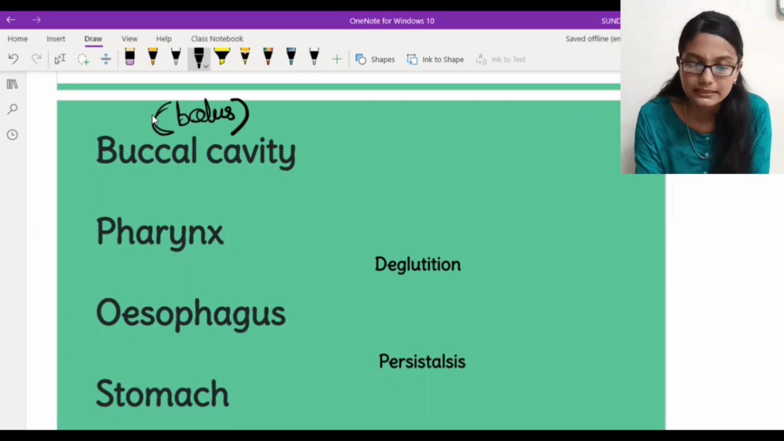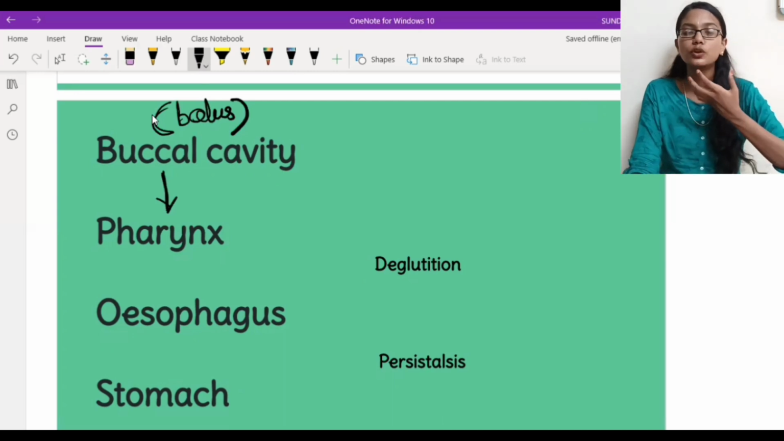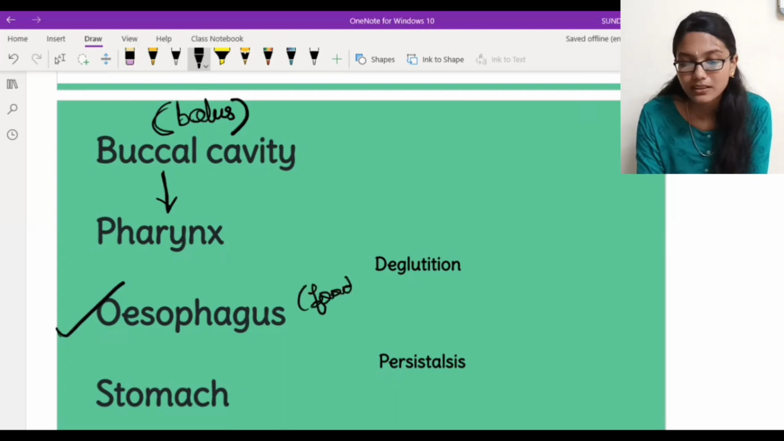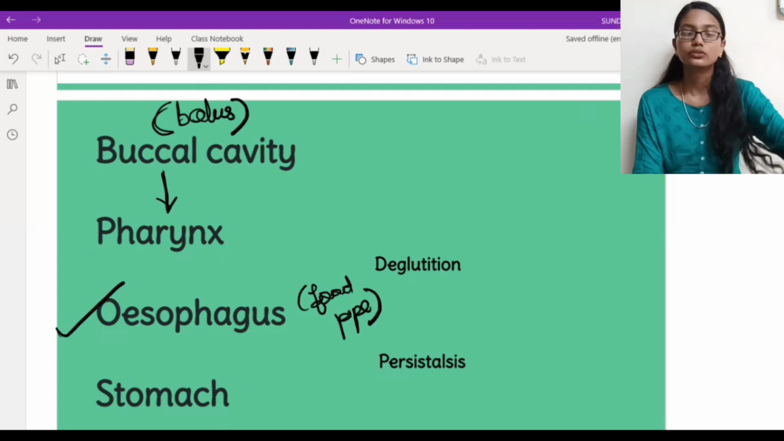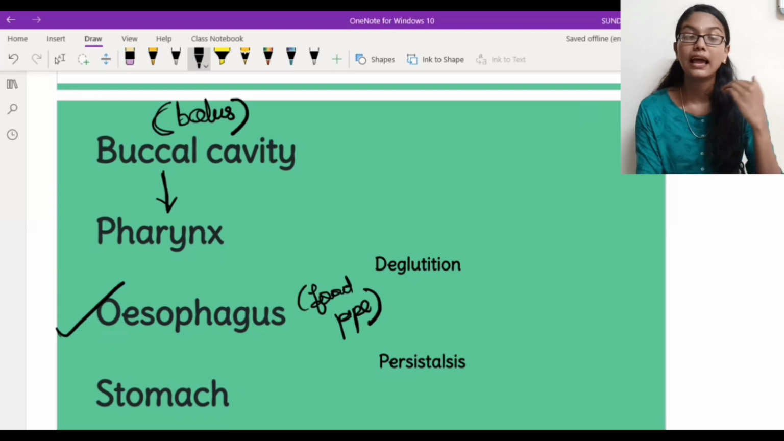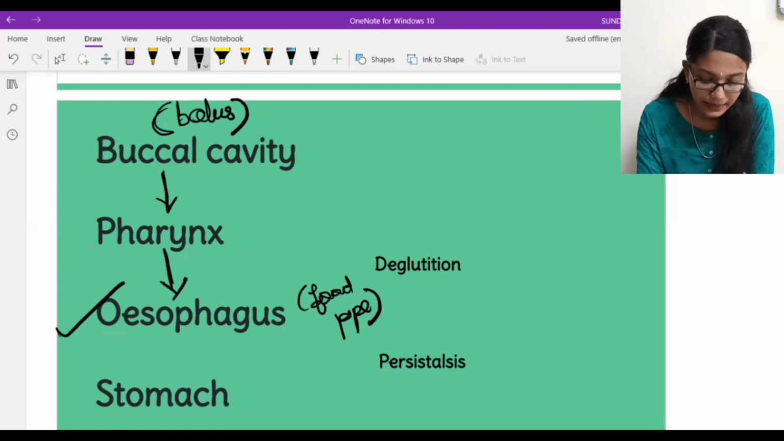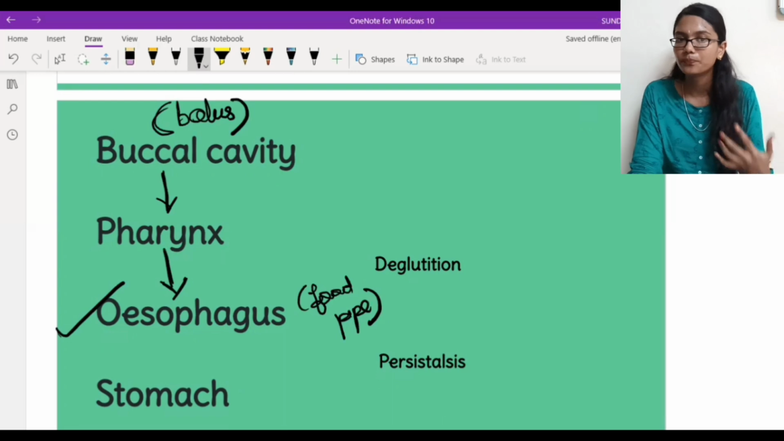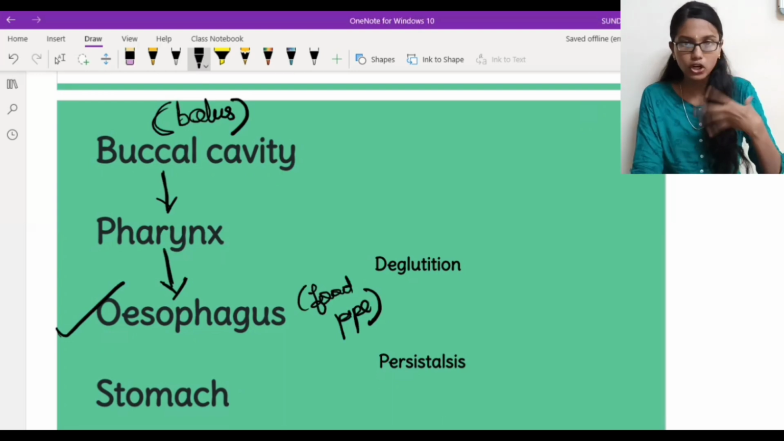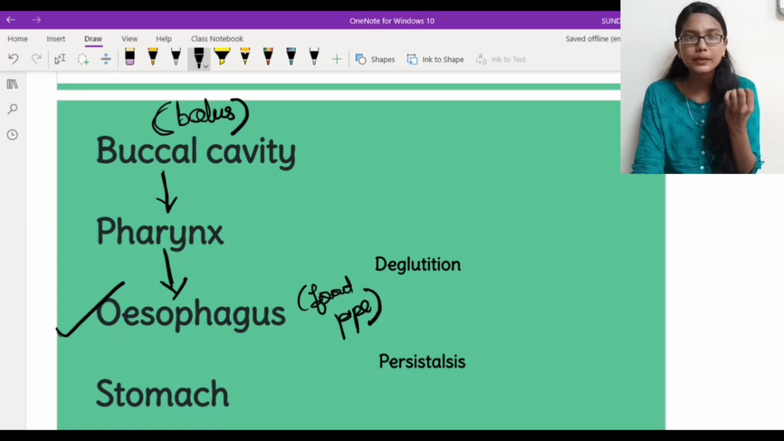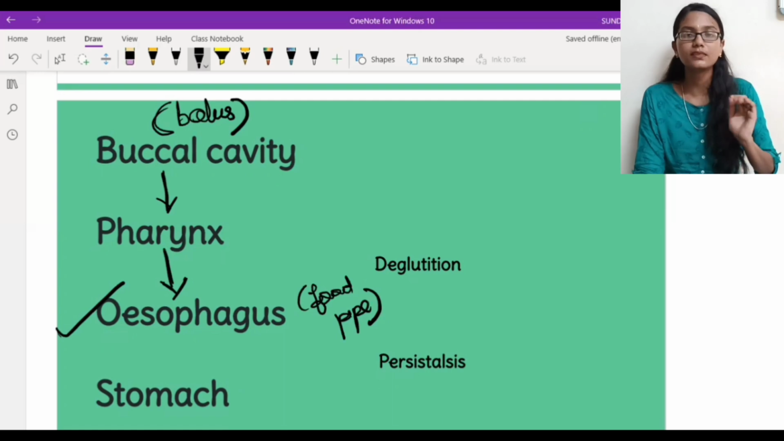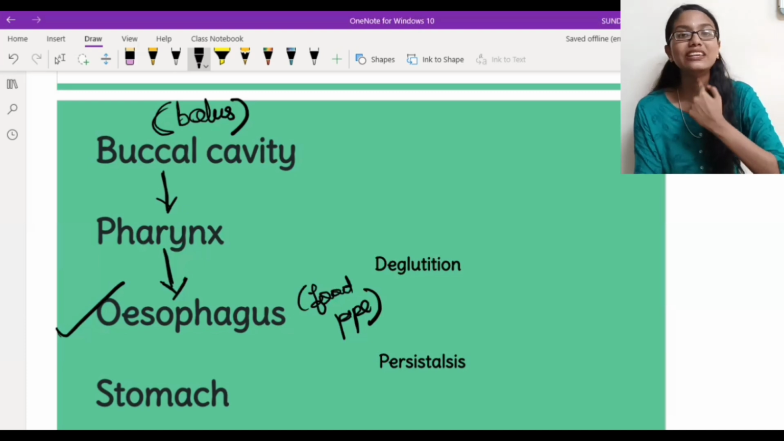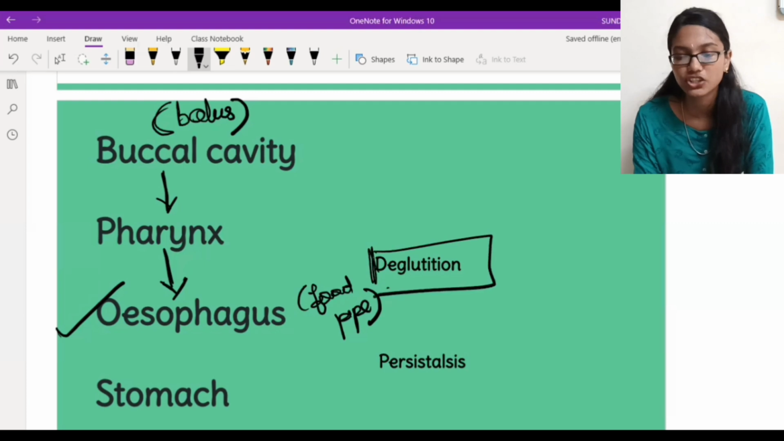Now it is sent down to the pharynx. The pharynx is the passage between the buccal cavity and the esophagus. The esophagus is the food pipe. First the bolus is passed down to the pharynx, and from the pharynx it is passed down to the esophagus, the food pipe. How? Can you recall from your daily life? We chew normally, and immediately after chewing, we swallow. Through swallowing, we send the bolus to the esophagus. That is also called deglutition, swallowing.